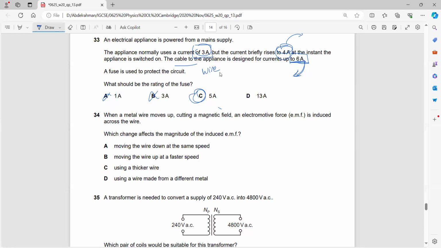Okay. When a metal wire moves up, cutting a magnetic field, an electromotive force is induced in the wire. Which change affects the magnitude, the size, of the induced current or of the induced EMF? At the same speed? No. Faster? Yes, this is right. When you move it faster, it will increase the induced EMF. It will increase the induced current.